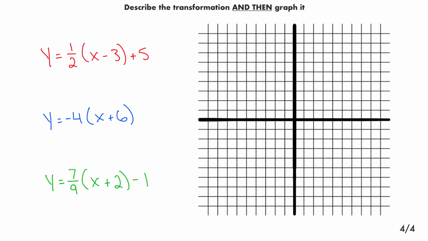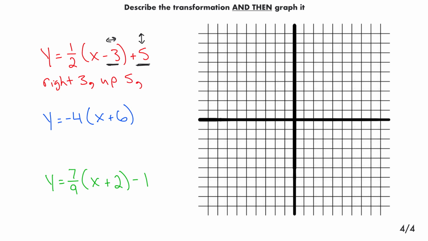I already know what a -3 does inside of the parentheses. That's what moves me left and right. So a -3, if you recall from when I was doing it earlier on slide 2, that is going to move me right 3. The number at the very, very end, that dictates how I move up and down. So I'm going to go up 5.